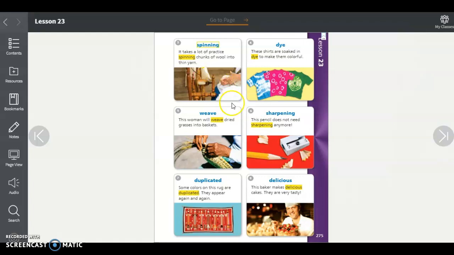Great job. Okay, the next word is dye. Everyone say dye. Dye. These shirts are soaked in dye to make them colorful. Think about it. What do you think this dye means? Now, it's not D-I-E, die, like my dog died. This is D-Y-E. It's completely different. This is a homophone. Okay? What does this dye mean?